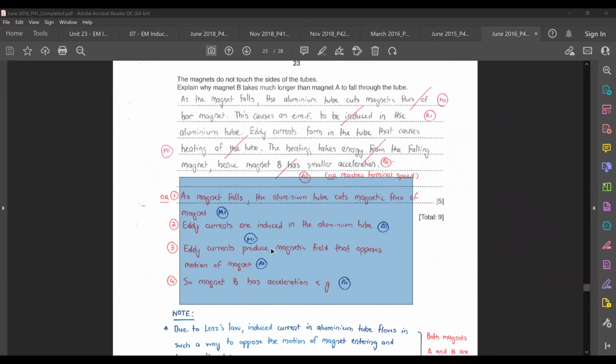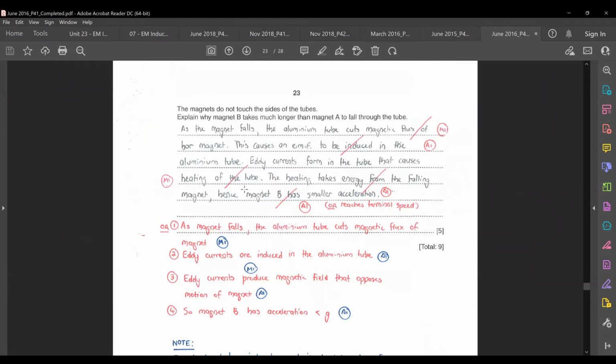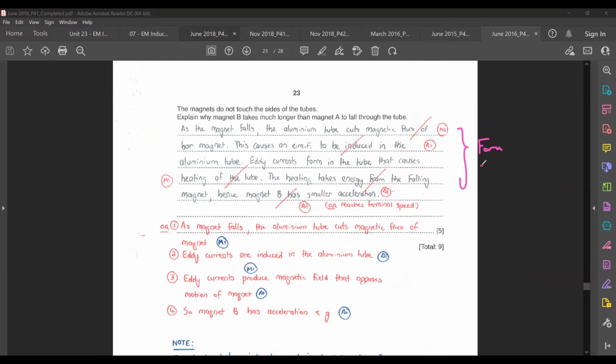You can see why. Okay, so let's have a look at the answers. There's actually two different answers. The first one is this one. This one is based on force explanation. So here, let's look at this sentence by sentence. As the magnet falls, the aluminum tube will cut the magnetic flux of the bar magnet. This causes an EMF to be induced in the aluminum tube. Currents form in the tube that causes heating of the tube. Oh, sorry, this one is not force explanation, my mistake. This is energy explanation.